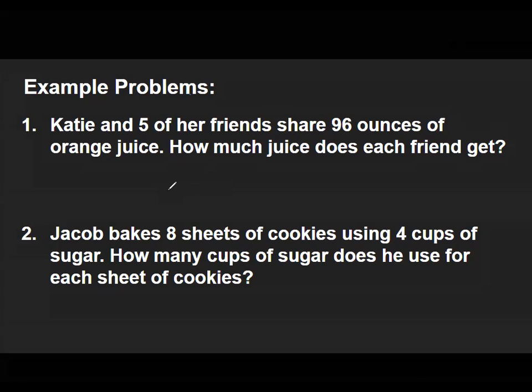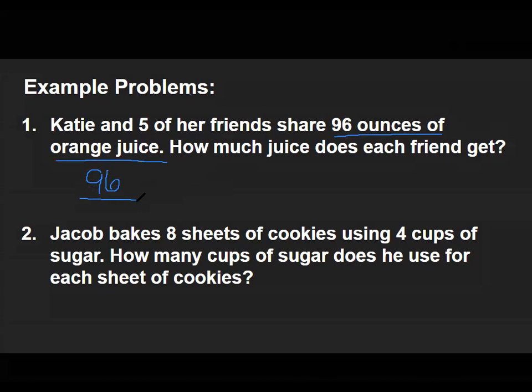How much juice does each friend get? So if we ask ourselves the question of what is being shared. If we look back in this problem, what do we see that's being shared? Okay, the orange juice. And we see that there's 96 ounces of orange juice. So 96 is going to be our numerator.